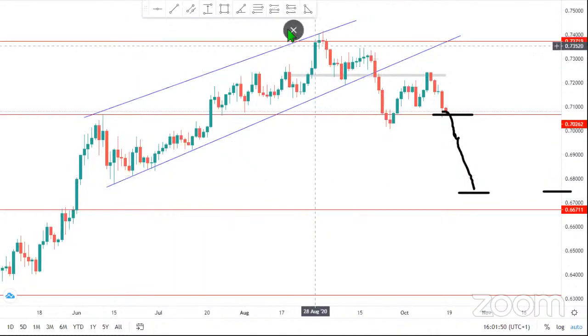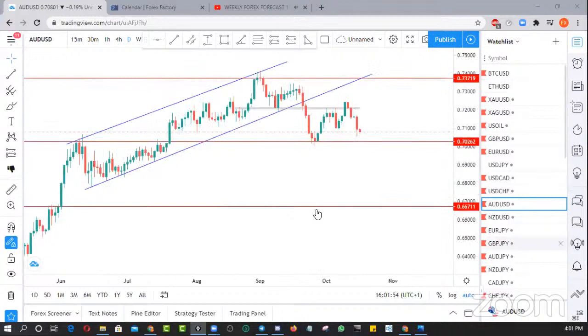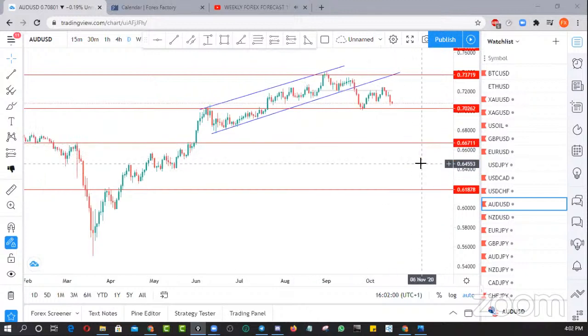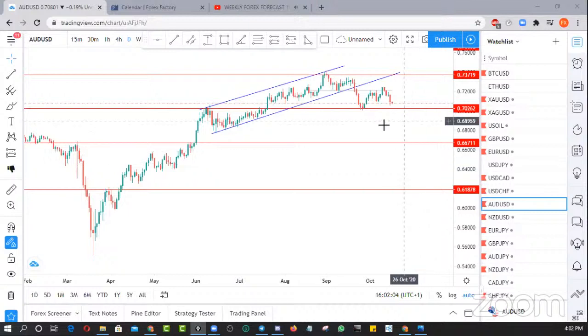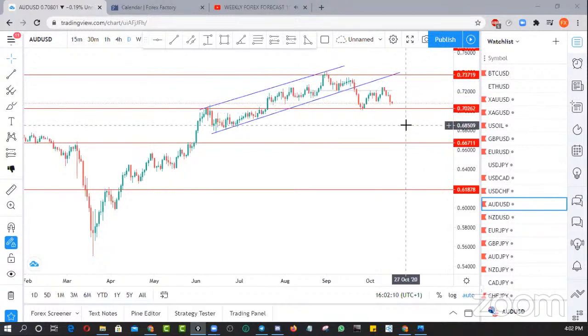And then let's zoom in, check right here. And the next key level structure we have to pay close attention to is the 0.66711. But before the bears can actually get to this region right here, it's going to take a lot of pips. So next week, pay close attention to the key level structure of the 0.70262.